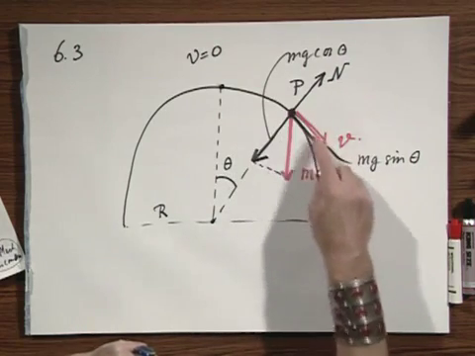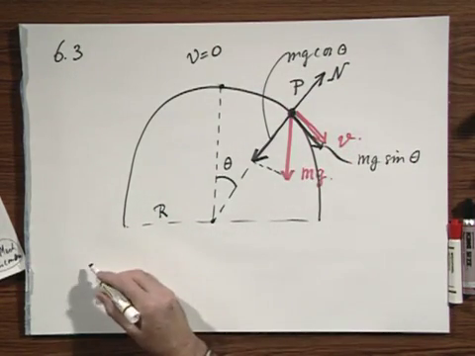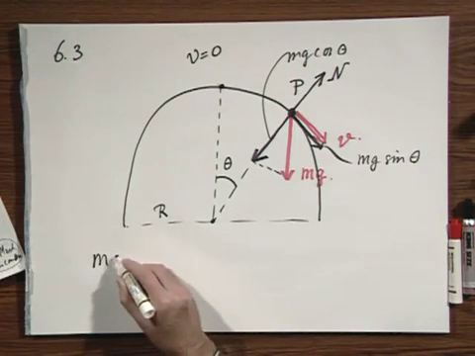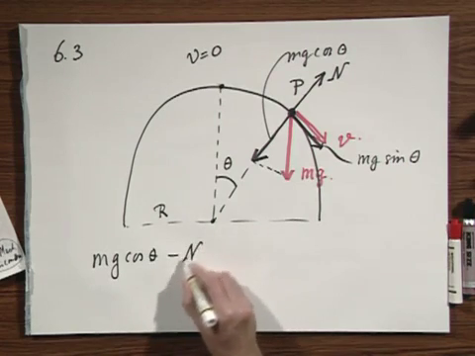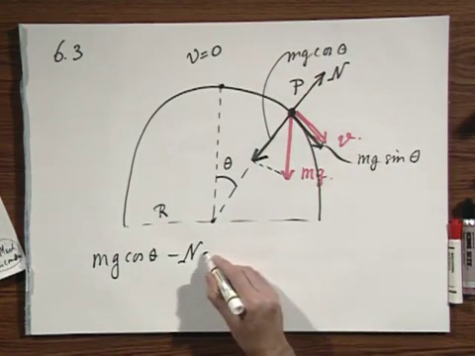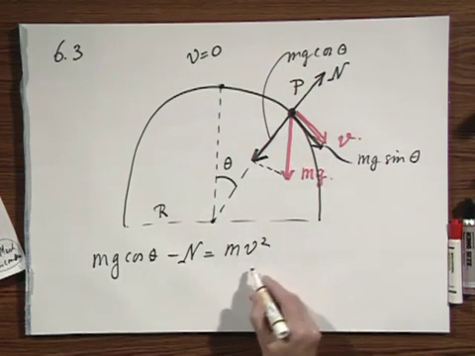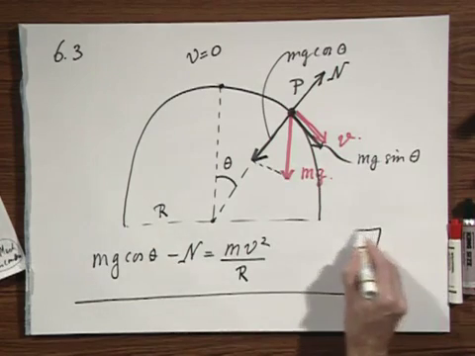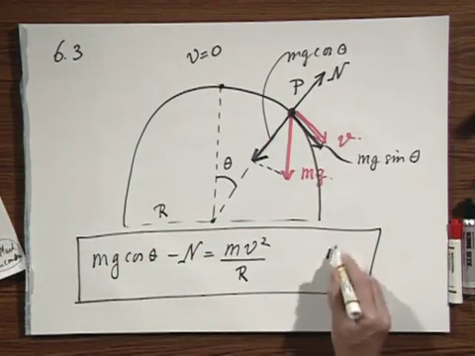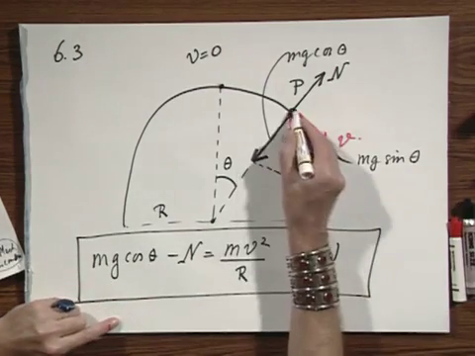Now, in the radial direction, this girl must have the centripetal acceleration, which is a requirement. Otherwise, she couldn't go around this circle with radius r with that speed v. And therefore, mg cosine theta minus n, because that's in the other direction, must be m v squared at that location P divided by r. That's a key equation.